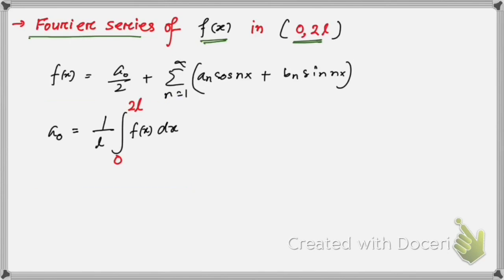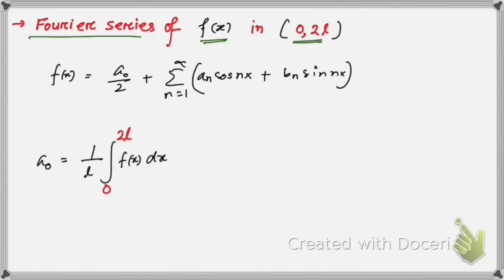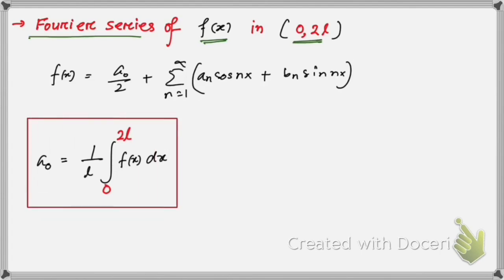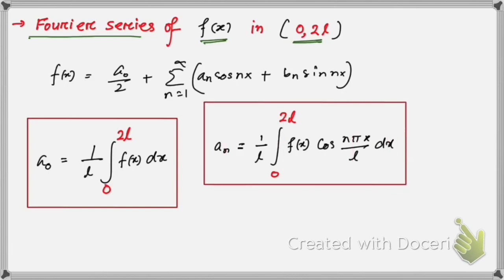So let me write this one here. That's how we need to find a naught. Now how to find a n? The formula to find a n is equal to 1 by L integration from 0 to twice L f of x cos n pi x by L dx. That is how we can find a n.